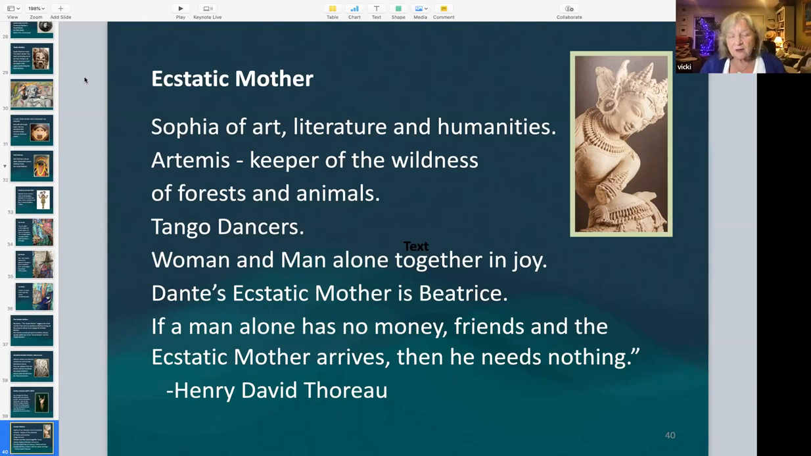I know Dante in his great poem, his ecstatic mother is Beatrice, and men and women alone together in joy, that's the ecstatic mother there. And ask Henry David Thoreau, he said, if a man alone has no money, friends, and the ecstatic mother arrives, then he needs nothing. It's very powerful.